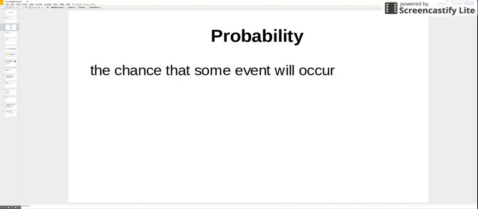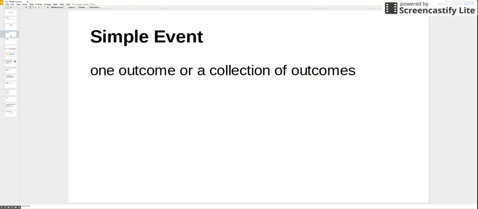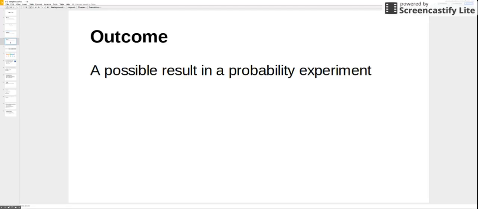Probability is the chance that some event is going to occur. So let's say the probability that it's going to rain today is 75% or something like that. A simple event is an event that has one outcome or a collection of outcomes. An outcome is a possible result in a probability experiment. In other words, if you were to flip a coin, you have two outcomes, heads or tails.